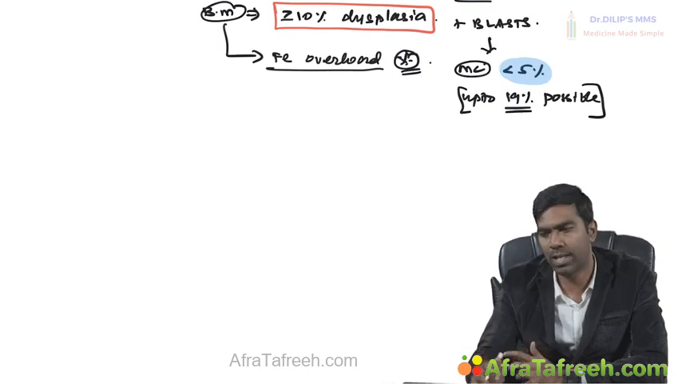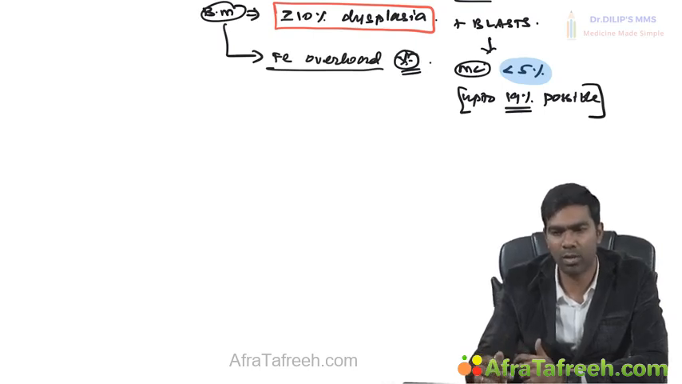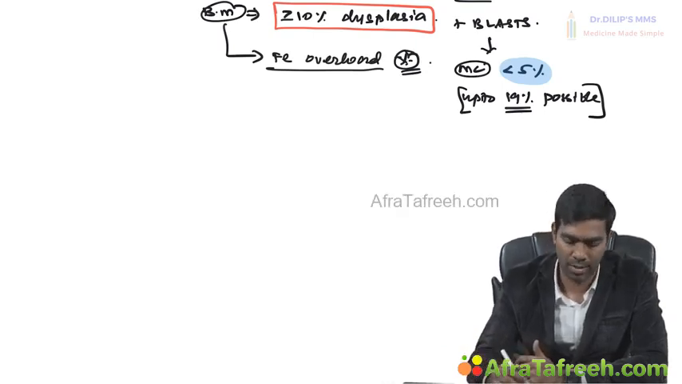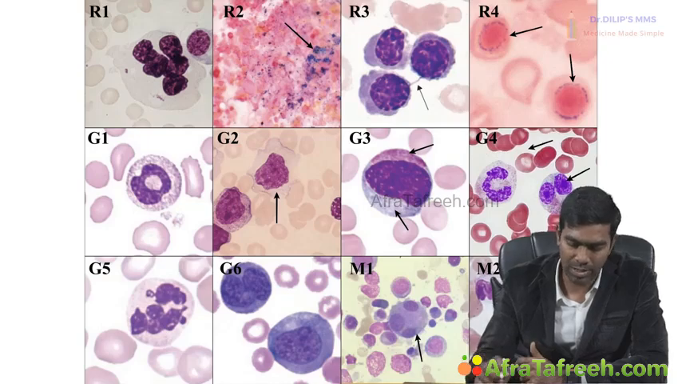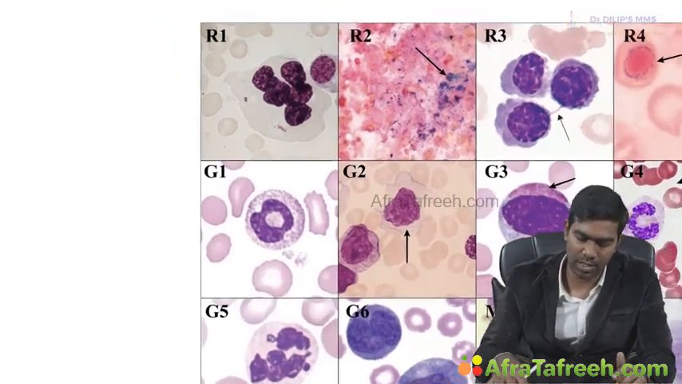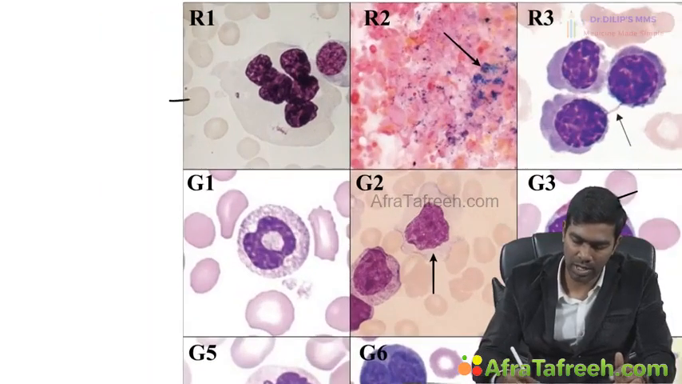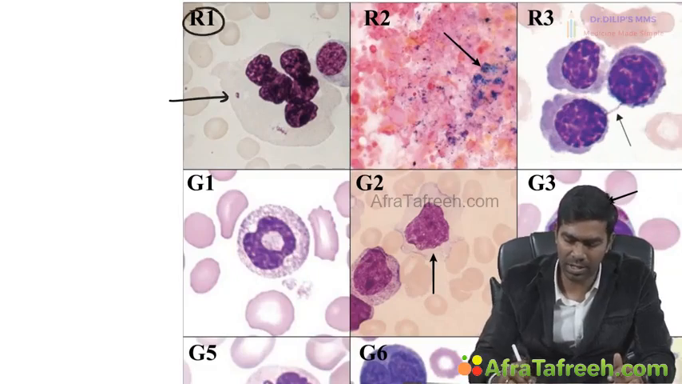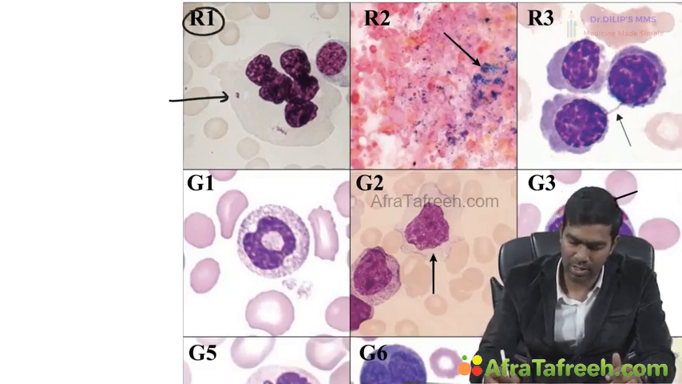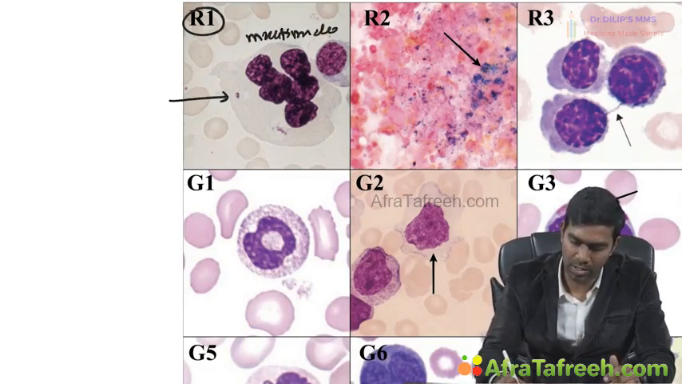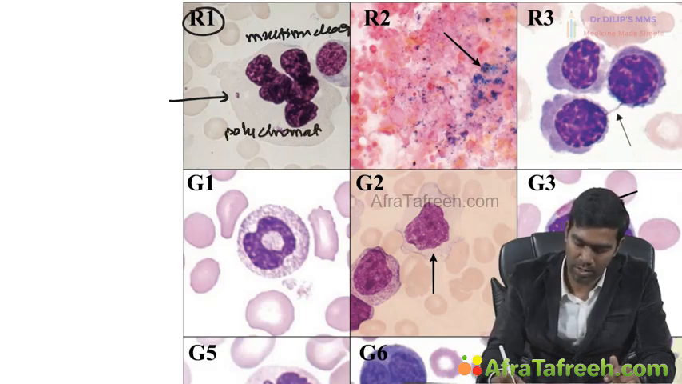So what are the dysplastic changes? We have been talking about dysplasia, but what do you mean by dysplastic changes? Let us see this image. These are some examples. You can see this is erythroid, the RBC lineage. This is a multinucleate polychromatophilic erythroblast, which is definitely abnormal and not something to be seen.